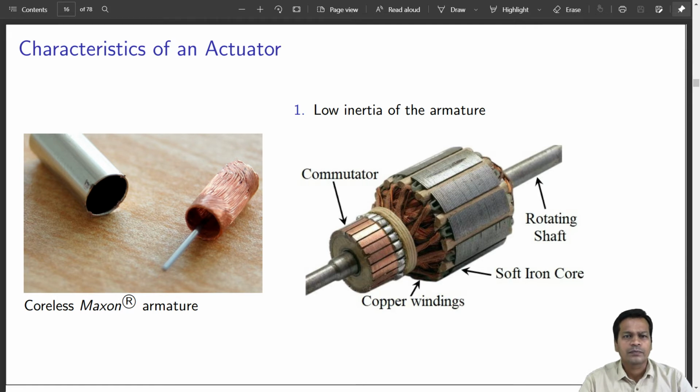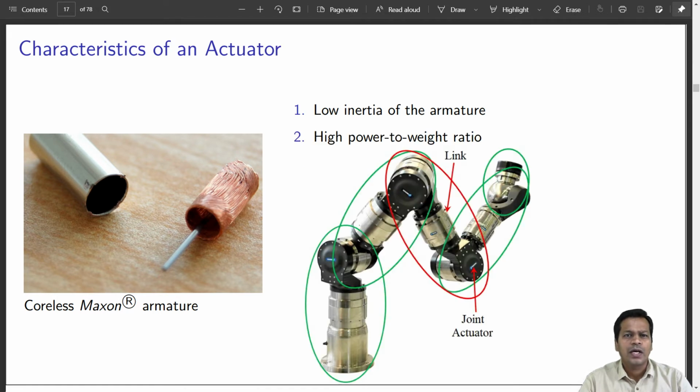High power to weight ratio. As any link of a serial robot carries the weight of the actuator that drives the link next to it in the serial chain, having more weight of the actuator would eventually cause more torque to come onto the joint that drives the link and actuator pair. High torque at the joint would eventually consume more power. Therefore, having a high power to weight ratio of the actuator would effectively reduce the power consumption and the total weight of the robot.